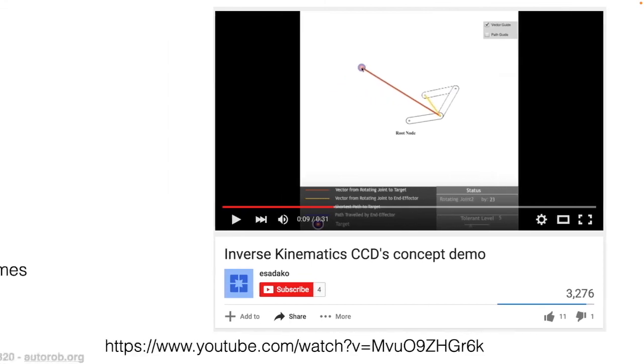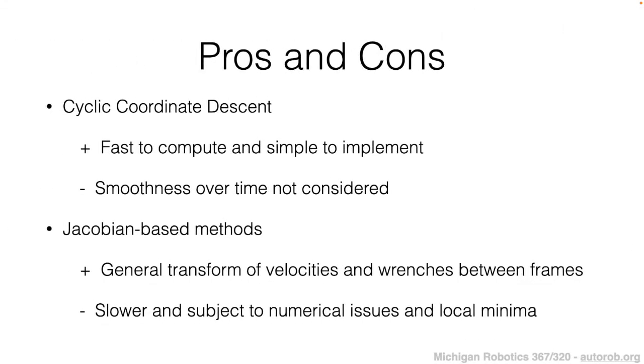But I just want to point out a few pros and cons of cyclic coordinate descent in comparison to the Jacobian-based methods, which we've focused on in this lecture. So the first thing is that cyclic coordinate descent is very fast to compute, which is a really desirable property when you're trying to operate in real time for your robot. One downside is that the smoothness of the trajectory over time is not considered within cyclic coordinate descent.